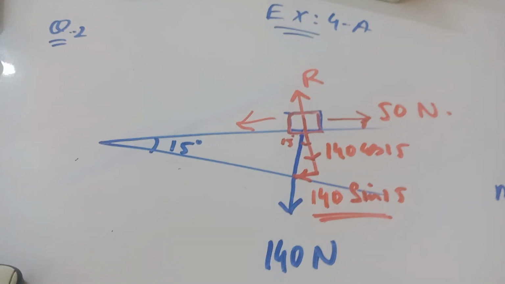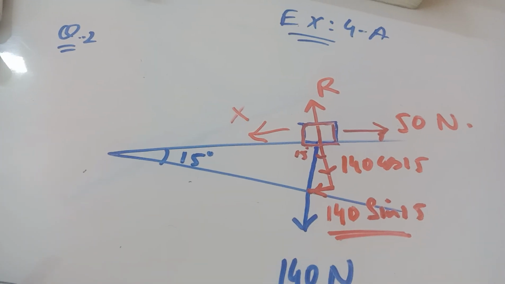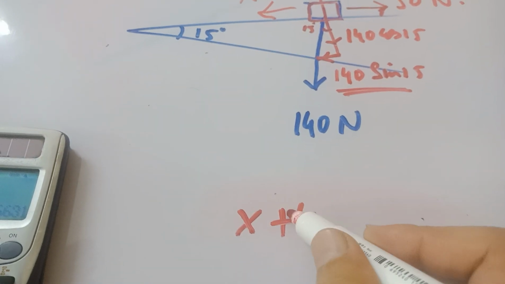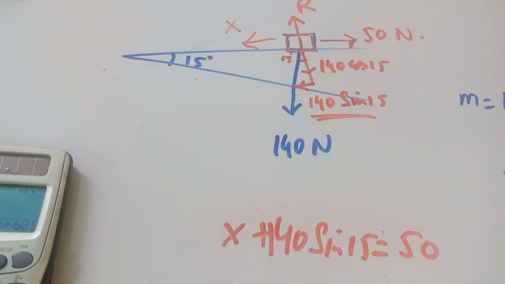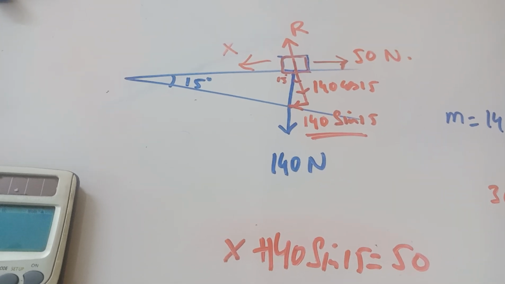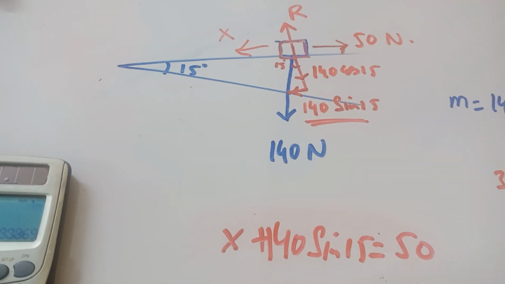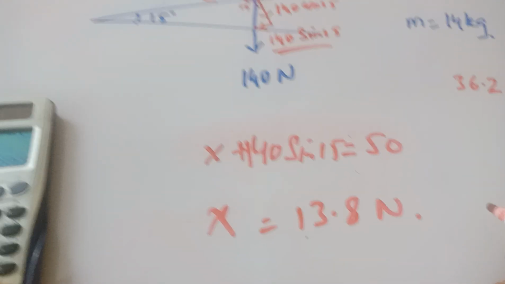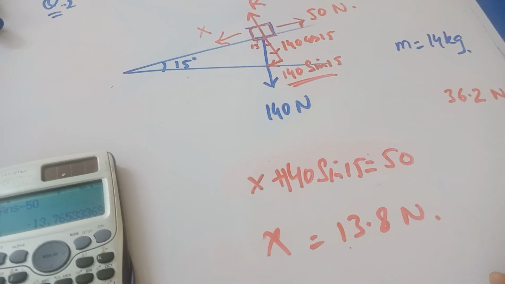Okay, and if I again represent this as X, it is not moving, so we can say that X plus 140 sine 15 is equal to 50. So that is how you get X equal to 50 minus the answer. So that is going to be 13.8. So that means at this moment the frictional force is 13.8 newtons and it is acting down the plane.